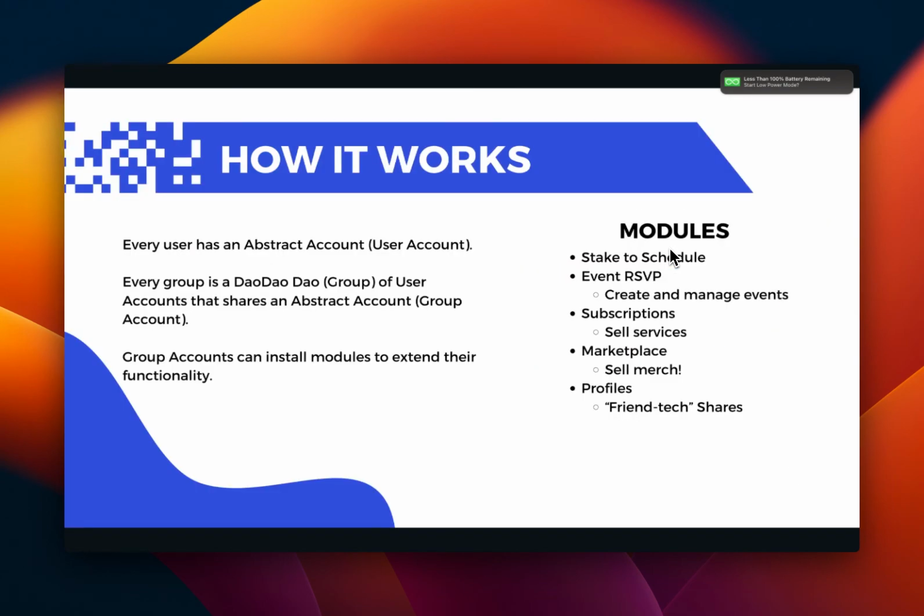So how does it work? Every single user has an abstract account. So me and Robin and Sal and Antonio, we all have abstract accounts. Then we come together and we create a group, which is actually a DAO of all of our abstract accounts, and that group will own an abstract account. This group account can then install modules to extend its functionality. I've got some examples on the side.